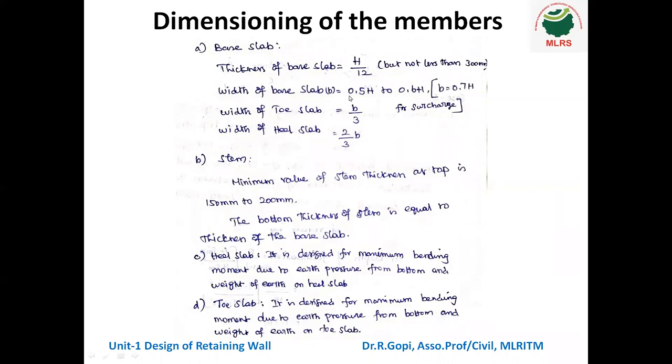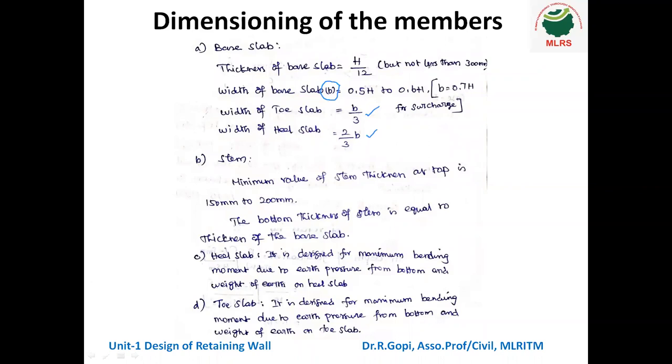Next, width of the base slab. Width is nothing but the breadth. Breadth of the base slab is nothing but 0.5h to 0.6h. Okay, 0.5h to 0.6h. In case any surcharge load is acting, the B value should be 0.7h. 0.7h. So, next, width of the toe slab. It is nothing but B by 3, where B is the base width, that means base slab width. Okay, you can see here, I mentioned here. So this is the width of the base slab B. So width of the toe slab is nothing but this B divided by 3. Okay, next, width of the heel slab is nothing but 2/3 of B. This is 1/3 of B, this is 1/3 of B, and this is 2/3 of B.